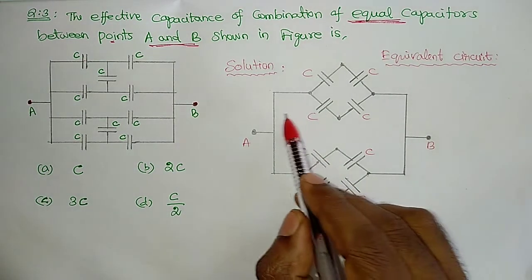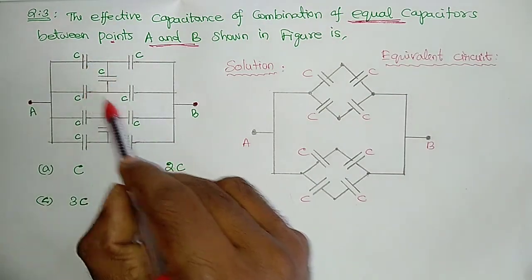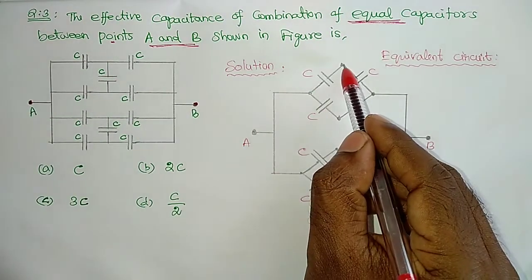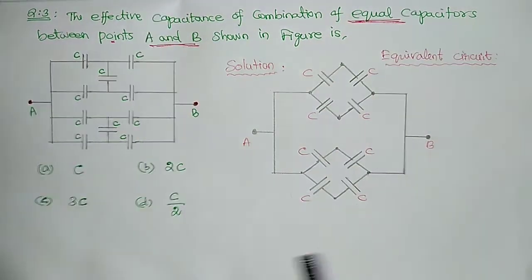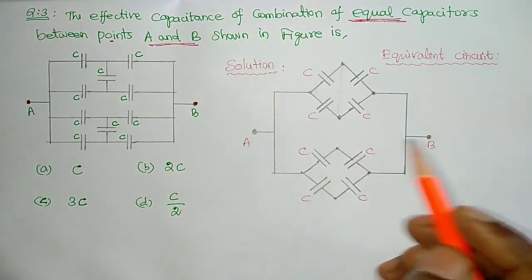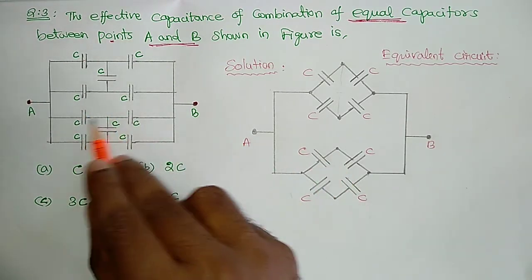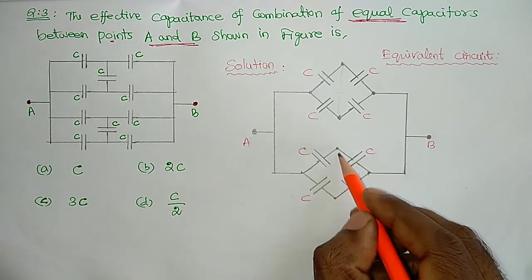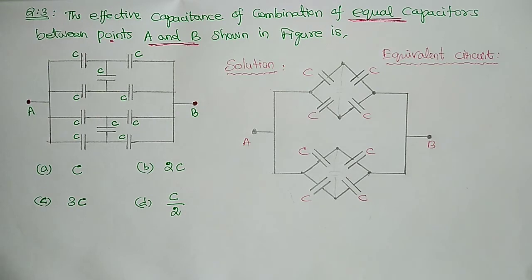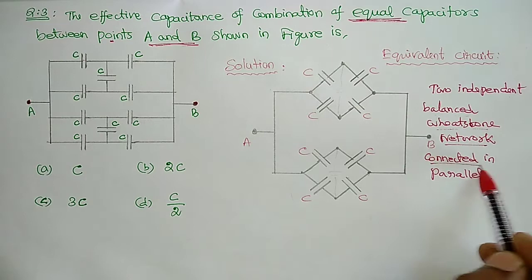So this is the equivalent circuit for the given configuration. These two are connected in series, these two in series, and in between there is a fifth capacitor. Across here the same thing is repeated: the two capacitors are in series, and in between there is another capacitor. So this forms two independent balanced Wheatstone networks connected in parallel.